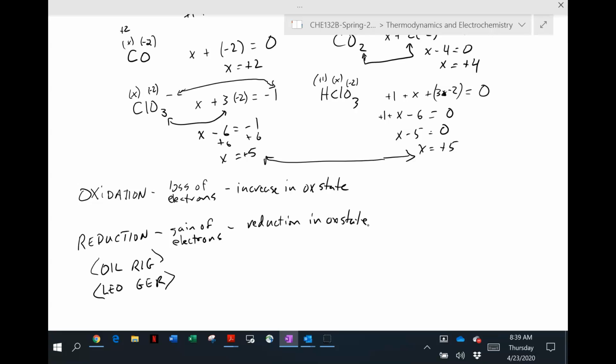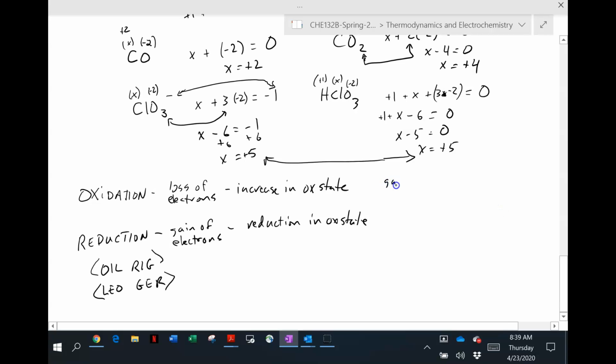Oftentimes, kind of generically, if you look at reactions, oxidation looks like a gain of oxygen atoms in the compound, and reduction might look like a loss of oxygen atoms in a compound. Or you might say that oxidation sometimes looks like a loss of hydrogen atoms in the compound, or reduction looks like a gain of hydrogen atoms in that compound. So you can see that sometimes as just a general guide. That's the way a lot of biologists think about oxidation in biochemistry processes.